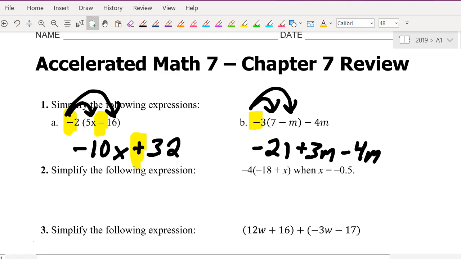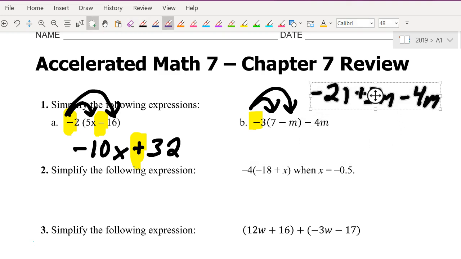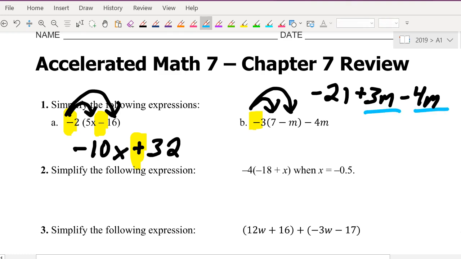So I'm going to take that, I'm going to use my magic lasso. I'm going to lasso it up here so that I can do what? Combine like terms. Thank you very much. Alright, 3 good guys and 4 bad guys. Bad guys win by 1. So negative 21, negative 1m. You could change the order if you really wanted to, but you do not have to write the 1.